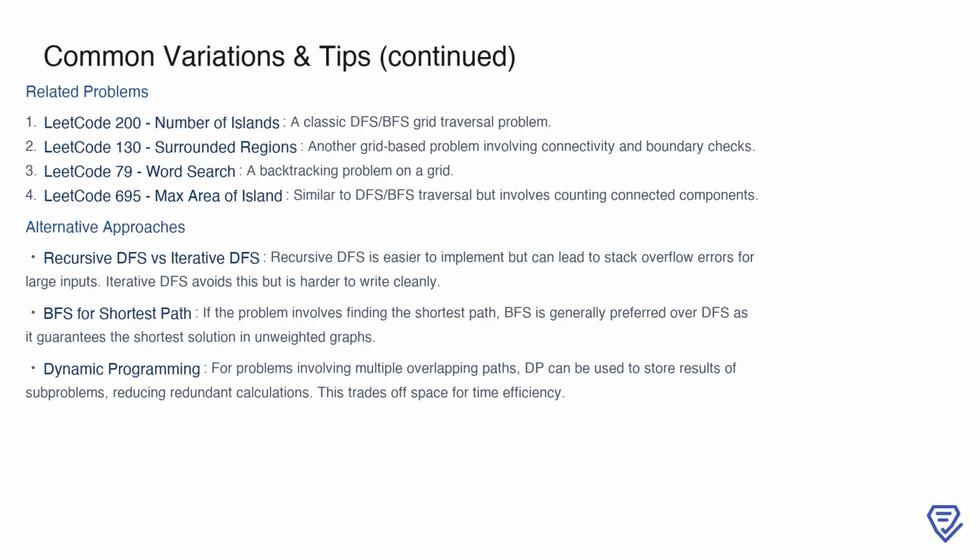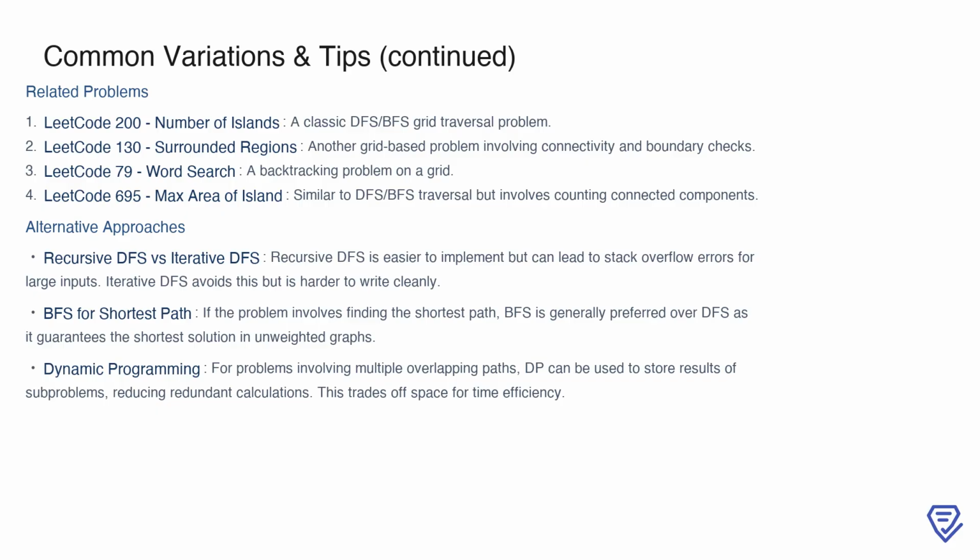There are also several related problems that can help you build familiarity with similar concepts. For example, LeetCode 200, Number of Islands, is a classic grid traversal problem that uses DFS or BFS to explore connected regions. LeetCode 130, Surrounded Regions, involves connectivity and boundary checks, making it another useful example. LeetCode 79, Word Search, is a backtracking problem that also requires navigating a grid, and LeetCode 695, Max Area of Island, focuses on counting connected components using DFS or BFS.